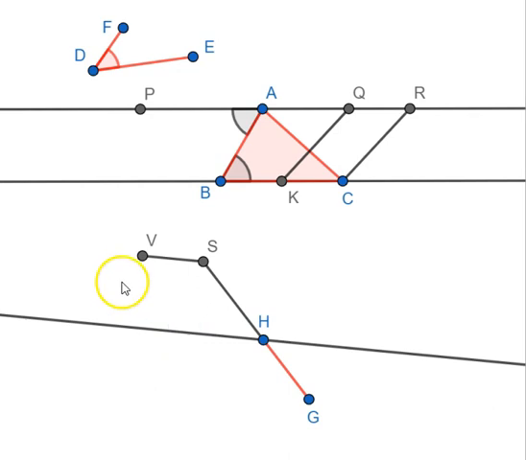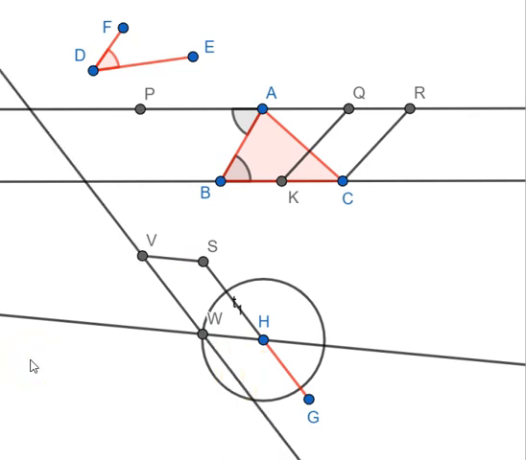Again from H we draw a circle with center H and KC as the radius. Again we get an intersection and we need only one of them. Now keeping these two, we draw a line VW. Now this line is parallel to this line. Let's first of all hide this circle.